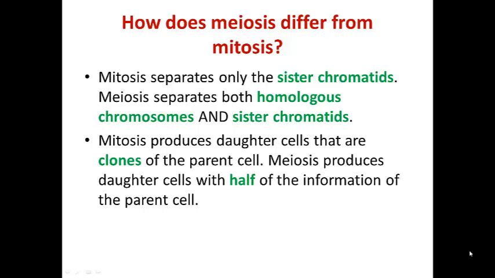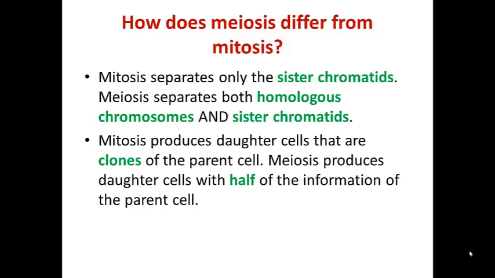So how does this process of meiosis differ from mitosis, which we've already learned about? First, if you remember from the mitosis chapter, mitosis separates only the sister chromatids. So only the identical copies are separated. Whereas meiosis separates both the homologous chromosomes, which carry equivalent information, and the sister chromatids, which are the identical copies.